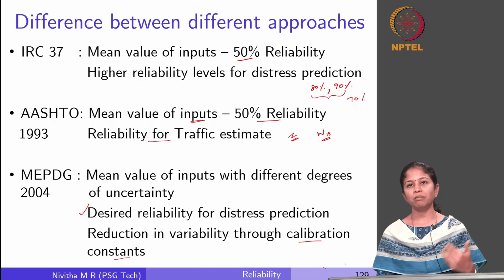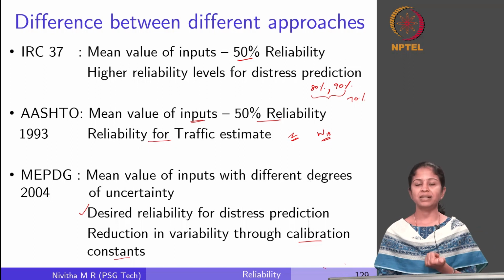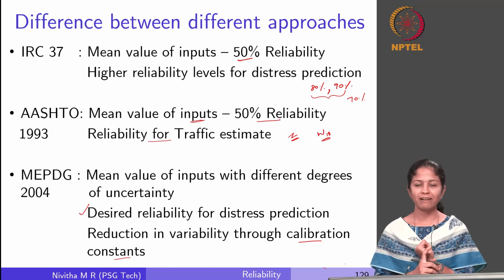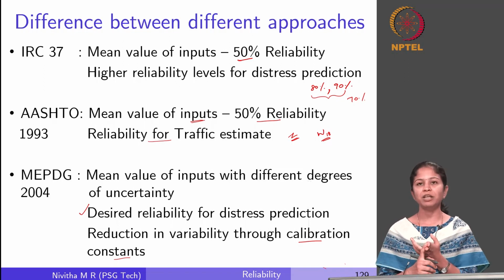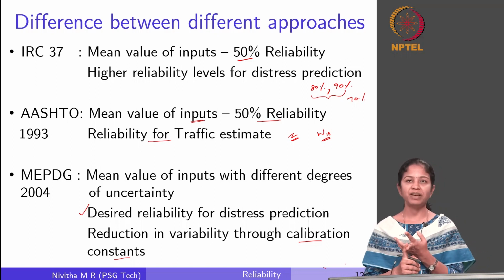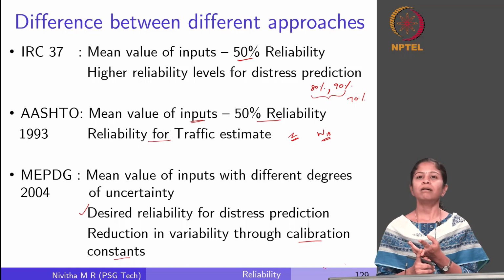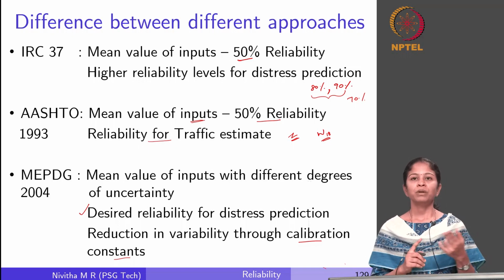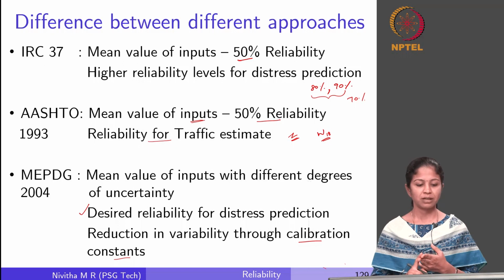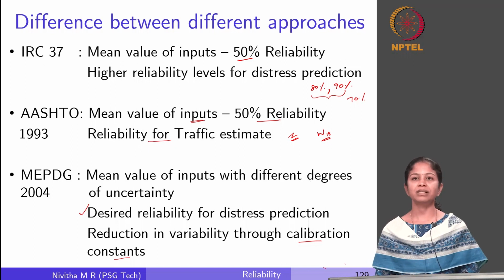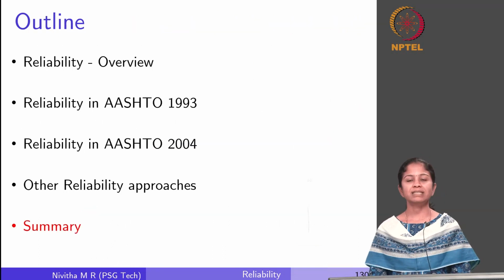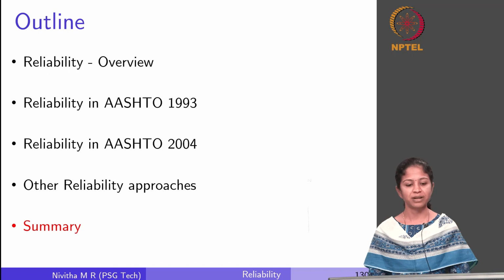So once we determine the global and local calibration constants, we will be able to account for, as we had seen earlier, the variability in material parameters, the variability in traffic and environmental conditions, and the variability associated with the distress prediction model. But for that, we have to collect field data. But once we collect field data, we will be able to estimate standard error, which will take into account all these variations, right? So this is the difference between different design approaches and consideration of reliability in each of these approaches. So now let us summarize what we have seen about reliability in general.